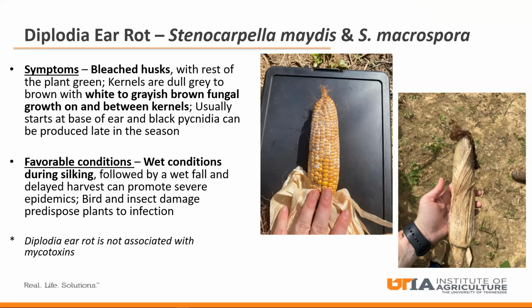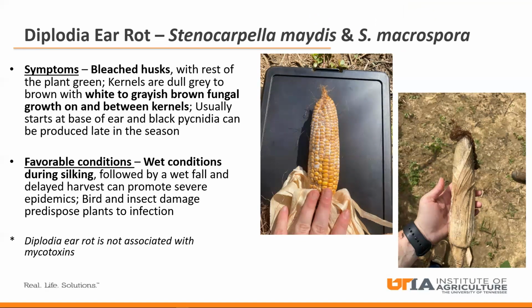Here, there's two different species that have been found to cause ear rots in Tennessee. Symptoms would be bleached husks, seen on the far right, where the rest of the plant will still be green. When pulling back that husk, looking at the kernels, they're dull gray to brown with white to grayish fungal growth on and between the kernels. And this usually starts at the base of the ear.